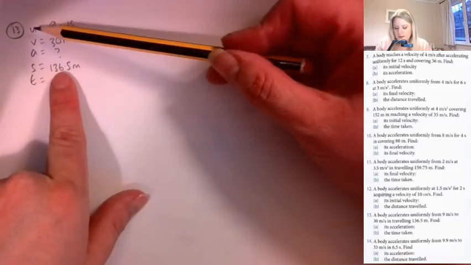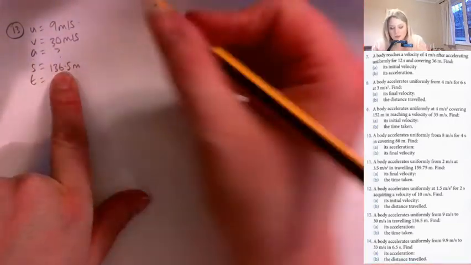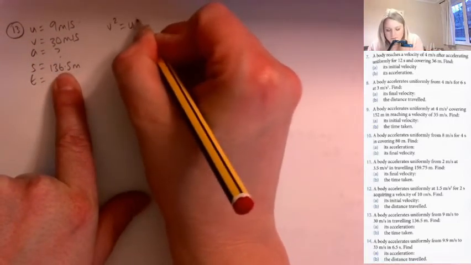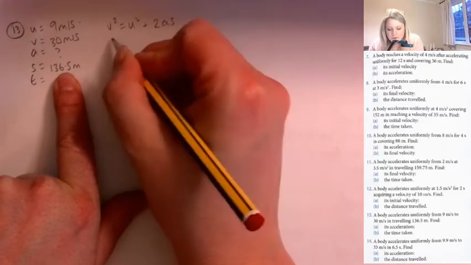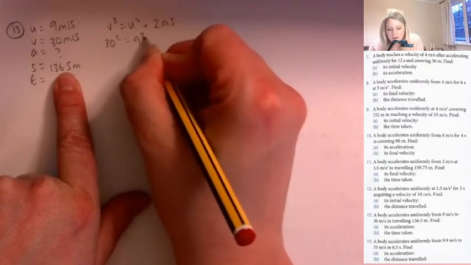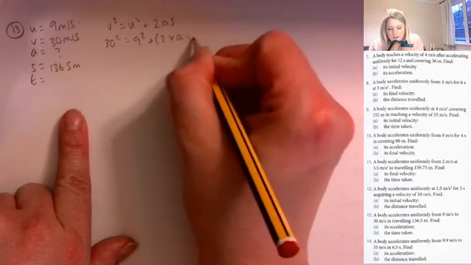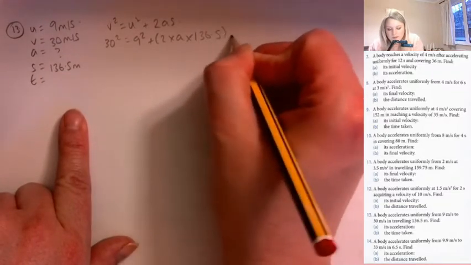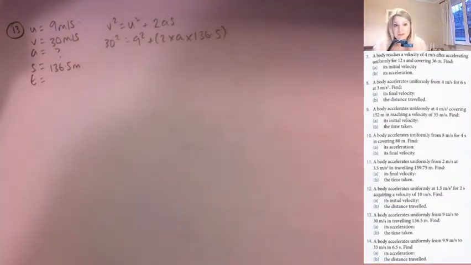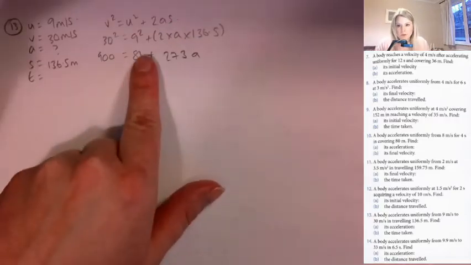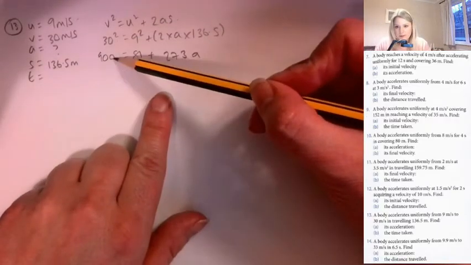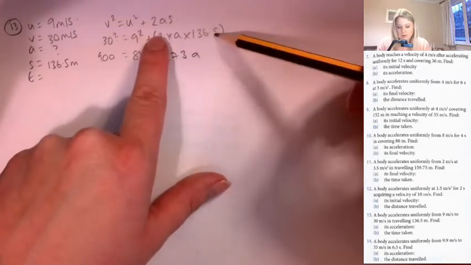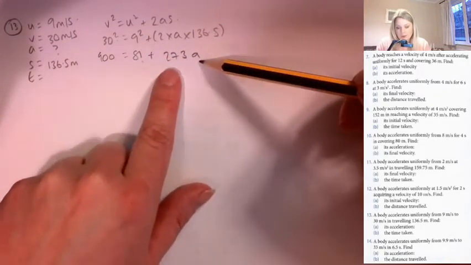So we're thinking what links u, v, a, and s? V squared equals u squared plus 2as. So 30 squared equals 9 squared plus 2 times a times 136.5. Will we do a wee bit of tidying up? Yeah. So let me just talk you through what I've done here. 30 squared is 900, 9 squared is 81, 2 multiplied by 136.5 gives me 273.